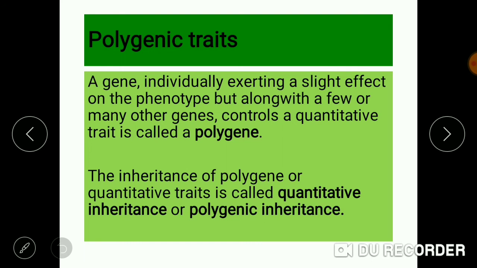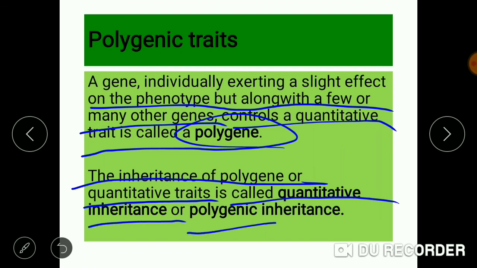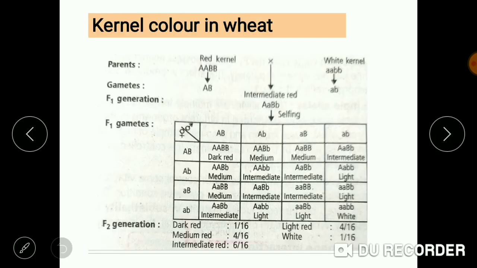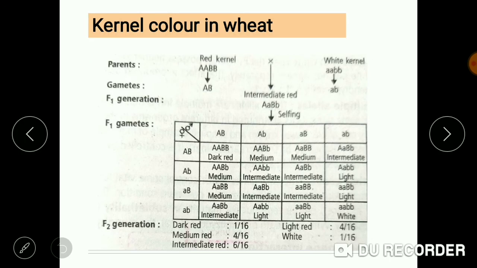Now the next topic is polygenic traits. A gene individually exerting a slight effect on the phenotype, but along with a few or many other genes controlling a quantitative trait, is called polygene. The inheritance of polygene or quantitative traits is called quantitative inheritance or polygenic inheritance. Two examples we have taken here. First one is the kernel color in wheat and another one is the skin color in man.